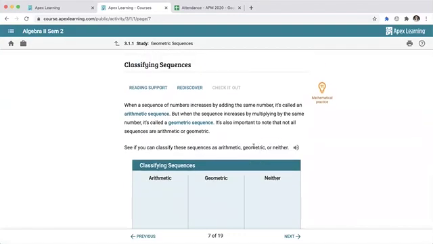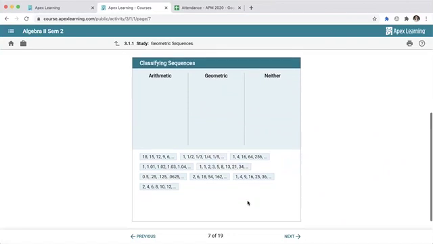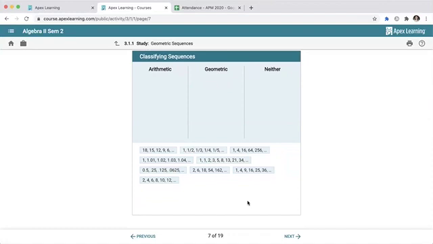So then if we look at classifying sequences, we can have arithmetic, geometric, or neither. And this is where it might get a little bit confusing. So if we take a look here, 1, 4, 9, 16, 25.